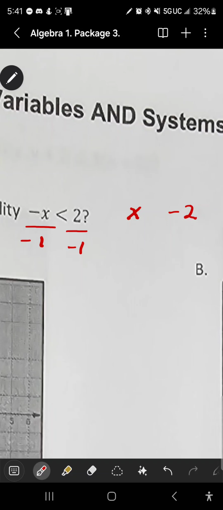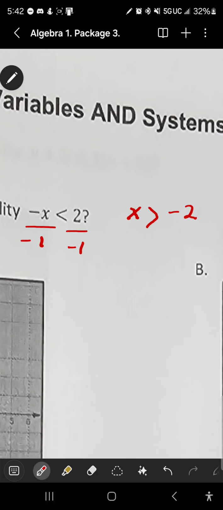Now, since we are dividing by a negative number, we need to change the sign. So before it was less than, now it needs to be greater than. So it will be x greater than -2. Basically, it's important to always be careful with this, so you don't make any mistake with that. Yep, that's basically it for that.